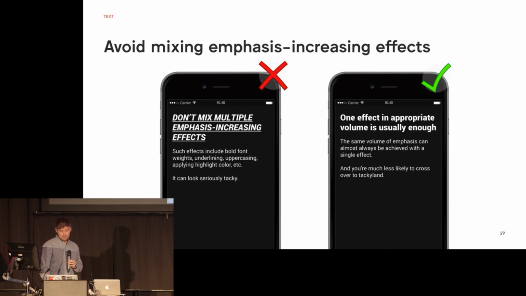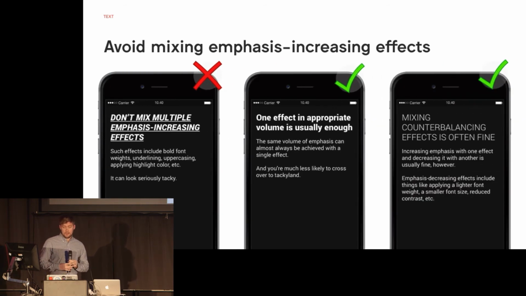On the other hand, mixing emphasis increasing and emphasis decreasing effects might be okay. So if you make the font a lot bigger and then the cuts lighter, it might actually still look very good. Sometimes it might actually make the hierarchy clearer than just adding slight changes in multiple effects. So experiment with that if you feel like it. Might look good.